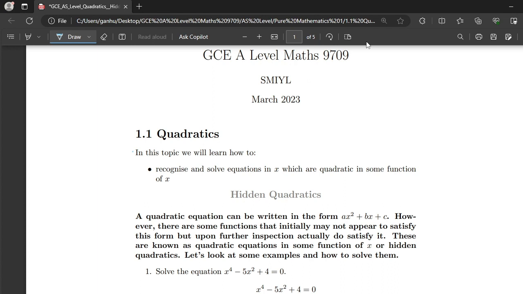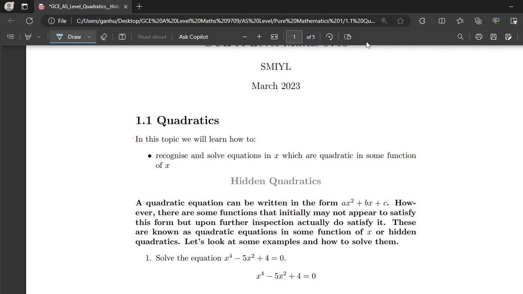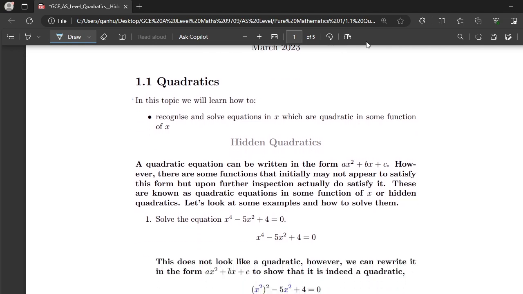So in this video, we'll be looking at hidden quadratics, and the syllabus point states that we should be able to recognize and solve equations in x which are quadratic in some function of x. Any equation that is quadratic in some function of x is known as a hidden quadratic.